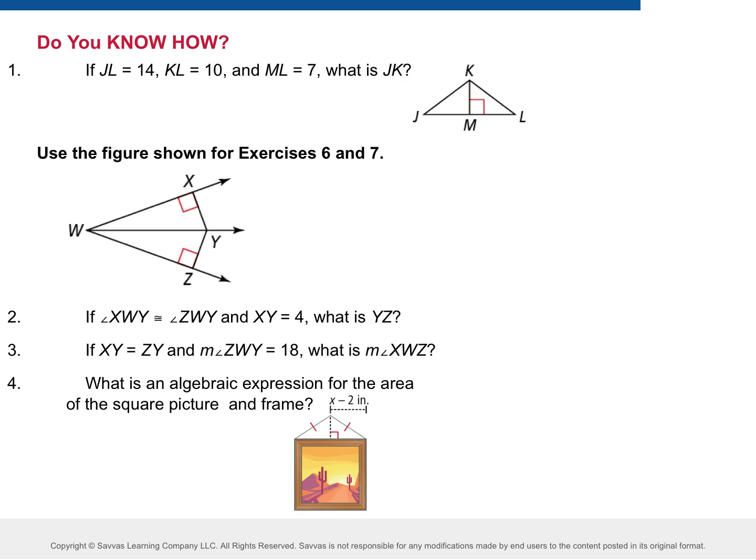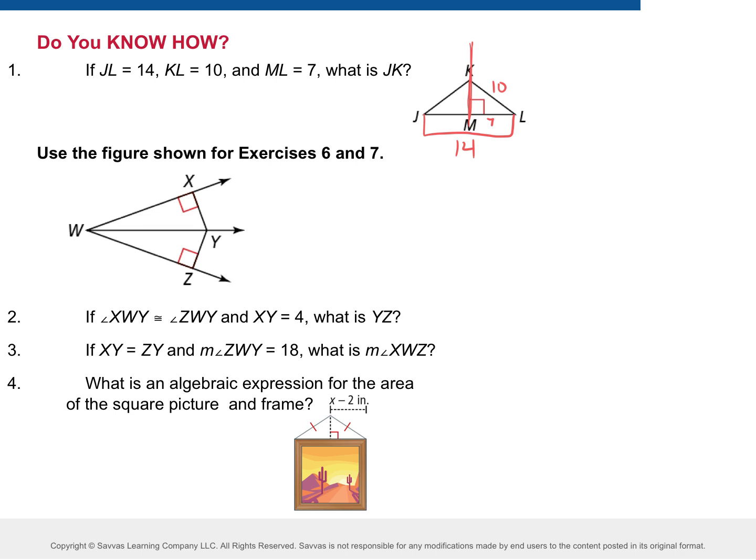All right. Whenever a problem gives you information, what should you do with that information? Fill it in to the picture, right? JL is 14. KL is 10. And ML is 7. Are we working with a perpendicular bisector or an angle bisector? Perpendicular. Okay, do we agree this is a perpendicular bisector? How do we know?